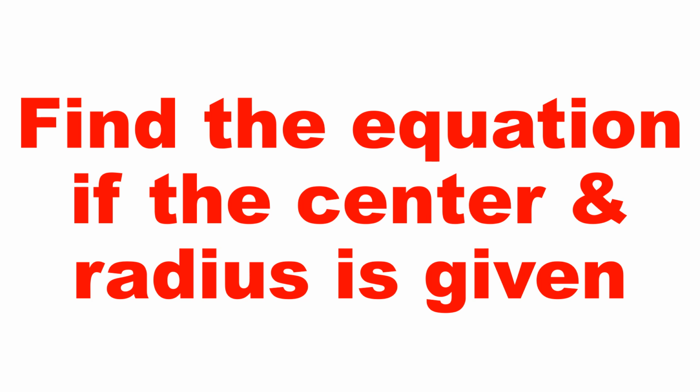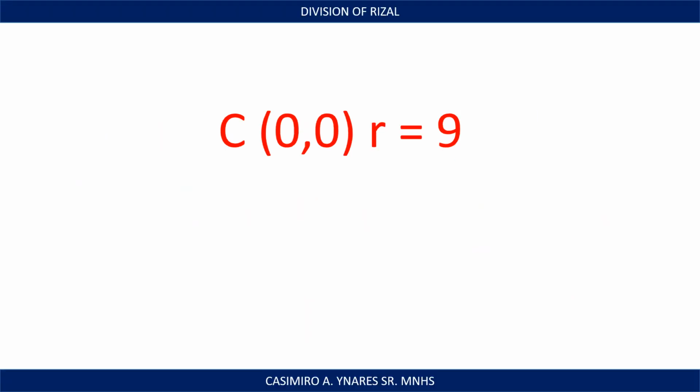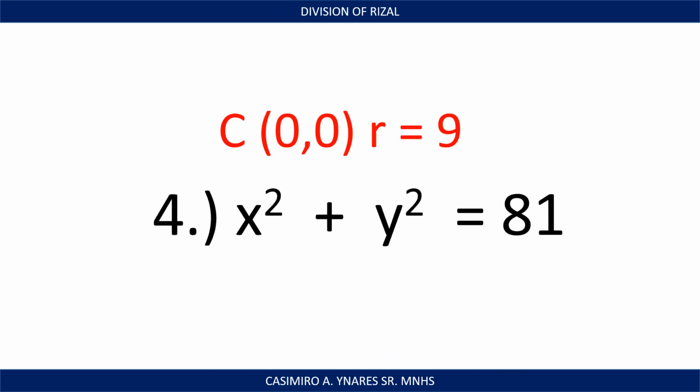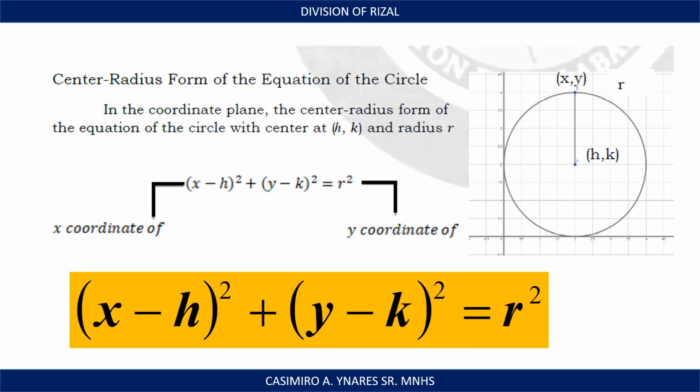Next, find the equation given the center and radius. How about this one? What will be our equation? Yes, x squared plus y squared is equal to 81. Next, how about if our center is at h, k? It is not at the origin. So, our equation will be the quantity x minus h squared plus y minus k squared is equal to r squared, where h is our x coordinate and k is our y coordinate.